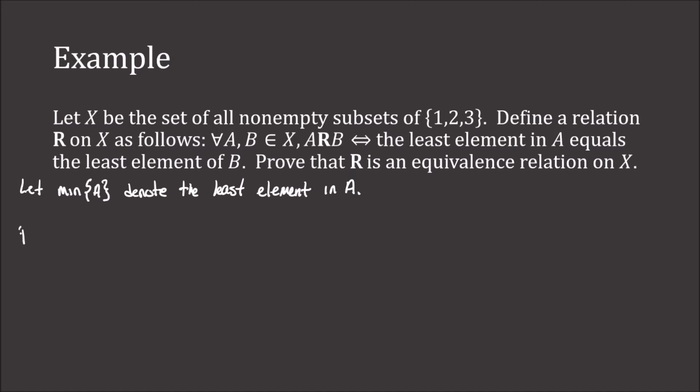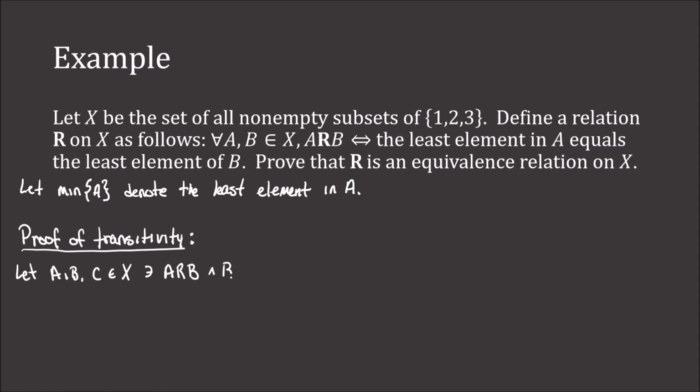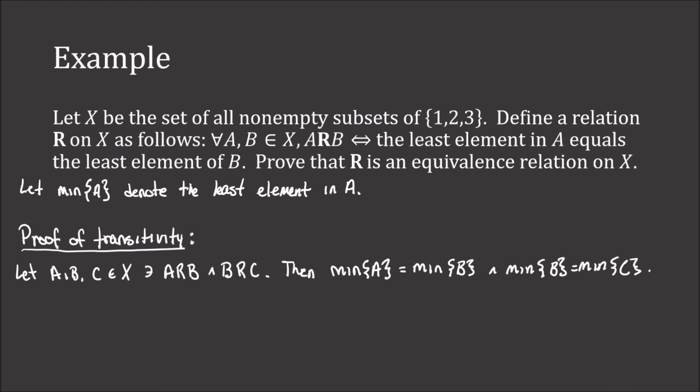So all that's left is the proof of transitivity. So let A, B, and C be elements of X such that A is related to B and B is related to C. Then this would mean that the least element of A is equal to the least element of B, and the least element of B is equal to the least element of C. Well, if the least element of A is the least element of B, and the least element of B is the least element of C, then the least element of A must be equal to the least element of C.